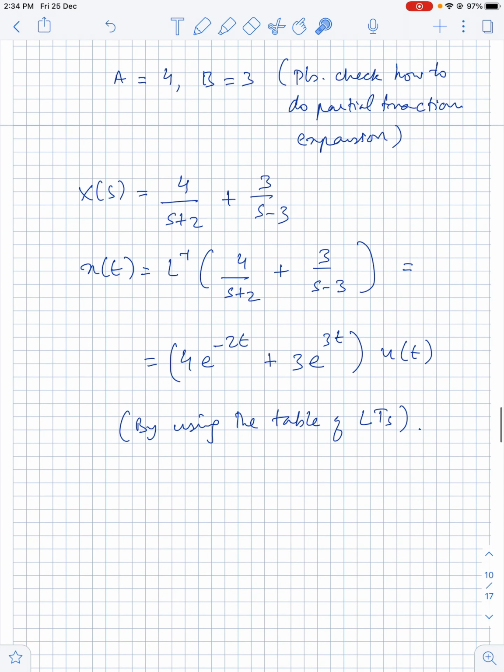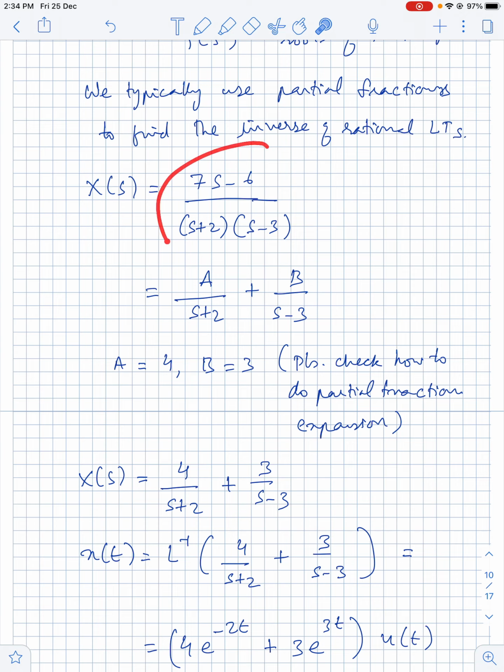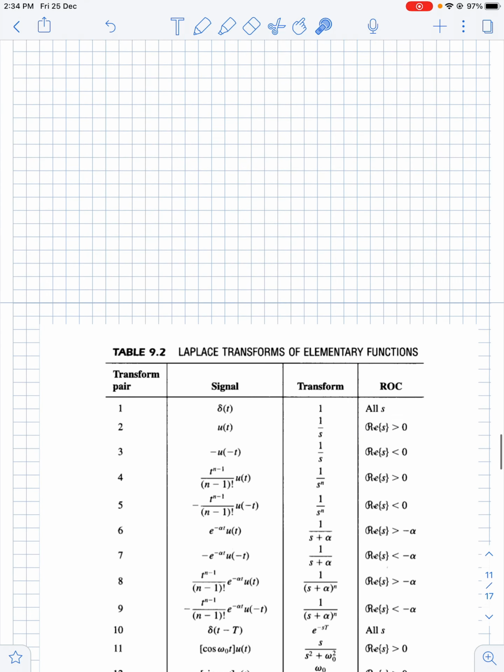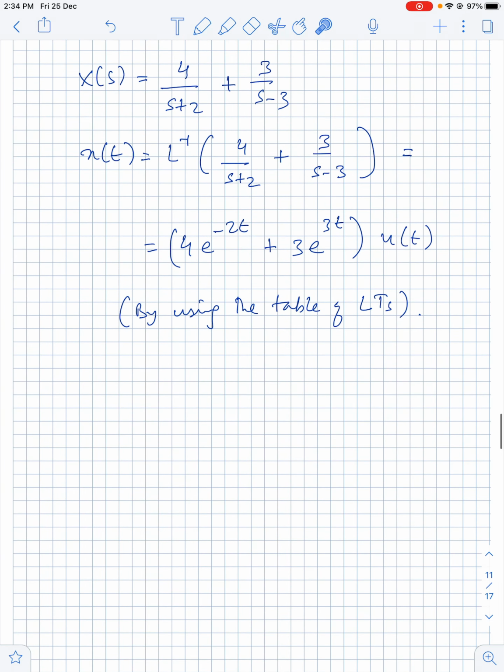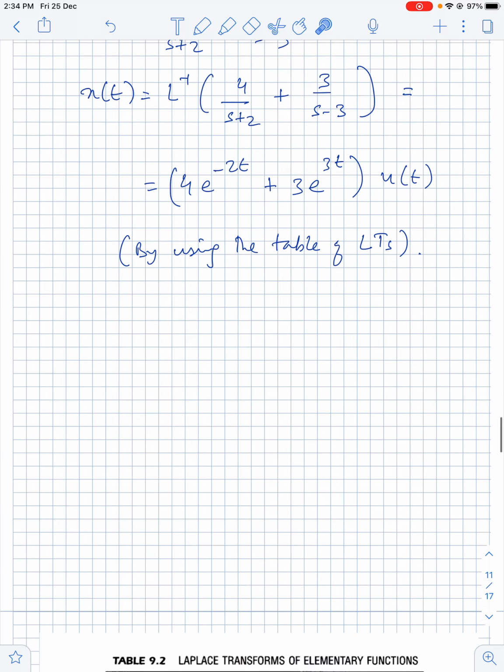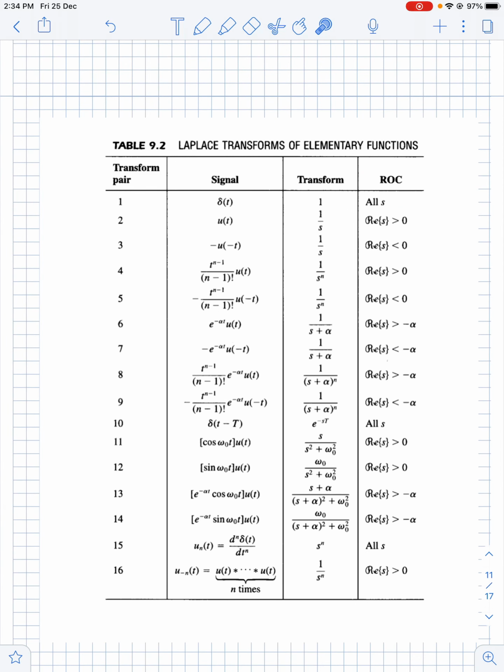Both of these are of that form, so this now becomes 4 e raised to minus 2t plus 3 e raised to minus 3t, times u of t. This we do by doing the lookup. By having this lookup table and by reducing an arbitrary Laplace transform into one of these standard forms, we can use this lookup table and compute the inverse. The u of t here is coming because in this case we are looking at the unilateral Laplace transform. We are dealing with only causal signals here.